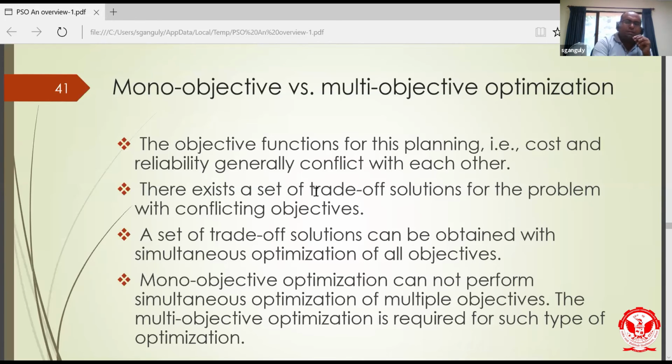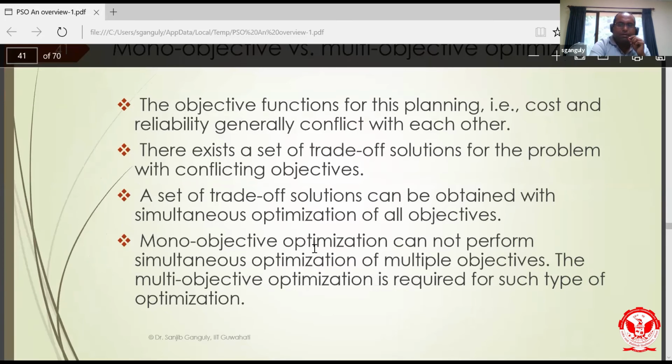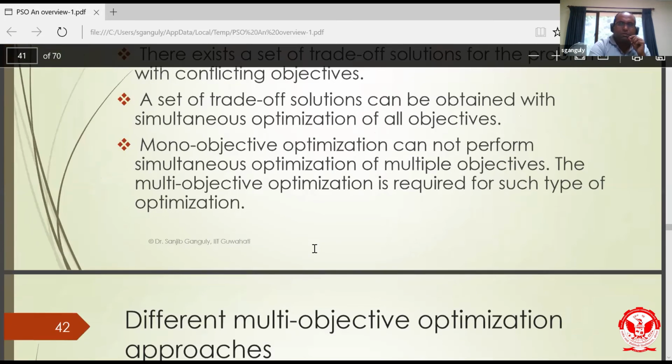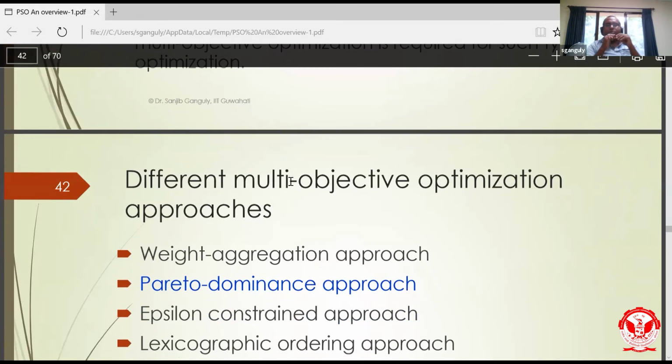So for this kind of problem we need to solve a multi-objective optimization. If we want to solve both the cost and reliability objectives together, this will give you a trade-off solution, a set of compromise solutions, which a mono-objective or single objective optimization approach cannot give you. So you need a multi-objective optimization approach, and there are many such approaches, which include the weight aggregation approach, which is very common.